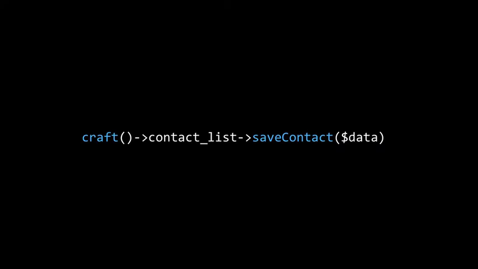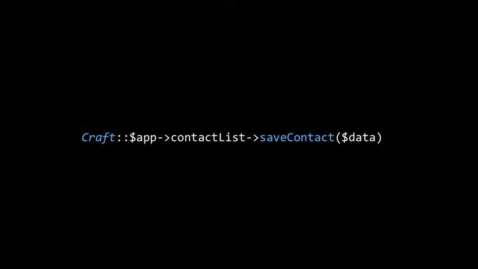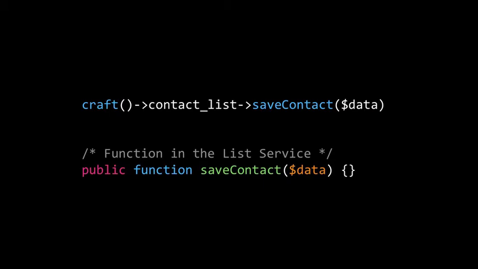This is, of course, the Craft 2 version. There is the Craft 3 version, which looks slightly different. And there's also a caveat with Craft 3 where you have to register your service with a camel case name. So there is an extra step here to set up that contact list part. You may need to use a slash. Just to give an example, this is going to trigger a save contact function that is in my list service, so it's going to have the exact same name. Pretty good, right?